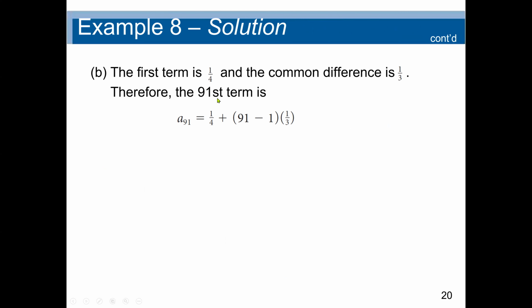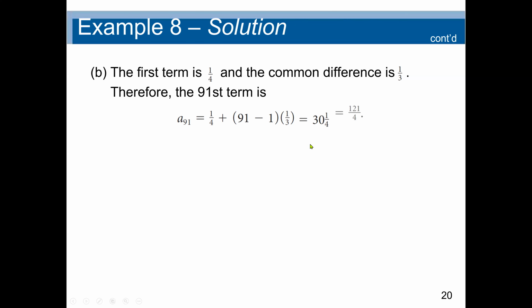Therefore, the 91st term is, using the previous formula again, A91 equals 1/4 plus 91 minus 1. The reason it's 91 is that n is 91, because we have 91 items. And why 1/4? Because our first item in the sequence, they give us the first 3 items, the first item is 1/4. Then 91 minus 1 times 1/3. So this will give us the last item. By calculation, we get 121/4.